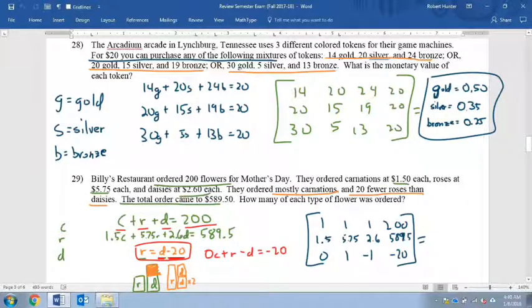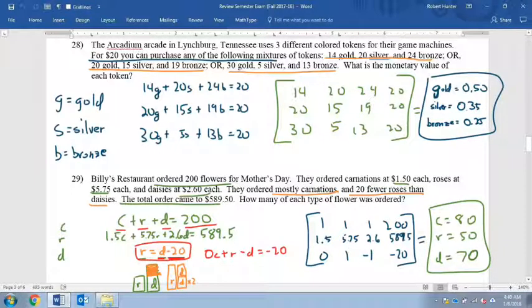And even if I'm doing this faster than you are, which I probably am, 589.5, I want you to go ahead and put this in your calculator as well, because part of this is, do you know how to do this in general? Here we go, and that's 80, 50, and 70. So that's the carnations. There are 80 of them. The roses, there are 50 of them, and the daisies, there are 70 of them. Alright, cool. That's the matrices word problems. You're going to have to know how to do these. Alright, stop.